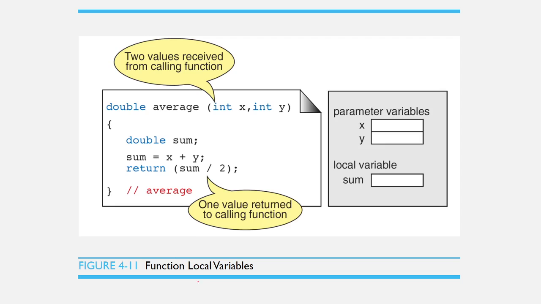Now for the function local variables, we have here the local variable which has the name sum and a data type of double. So this will receive a copy of a value having a decimal part. And here we have the two formal parameters x and y. These are the two values that will be received from the calling function.